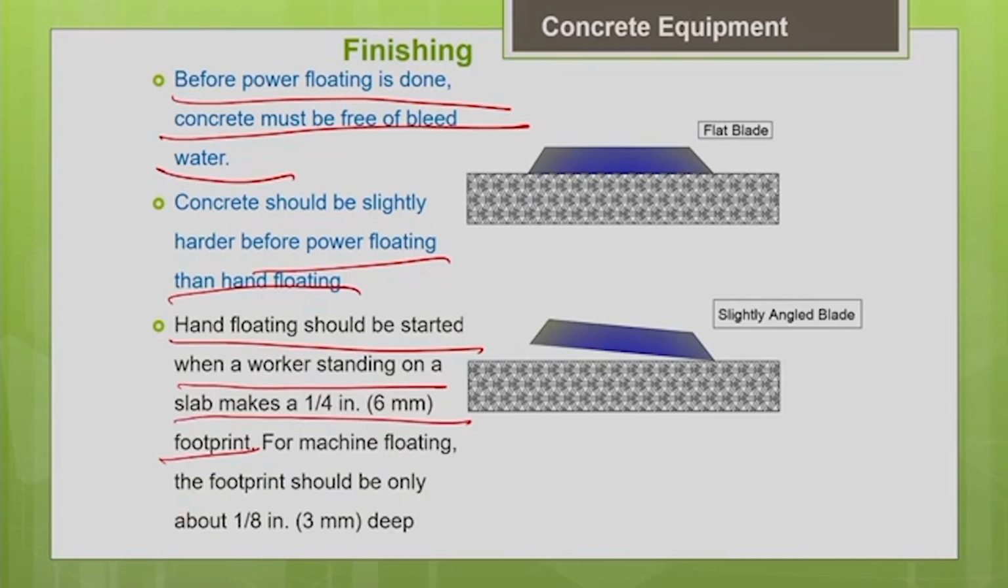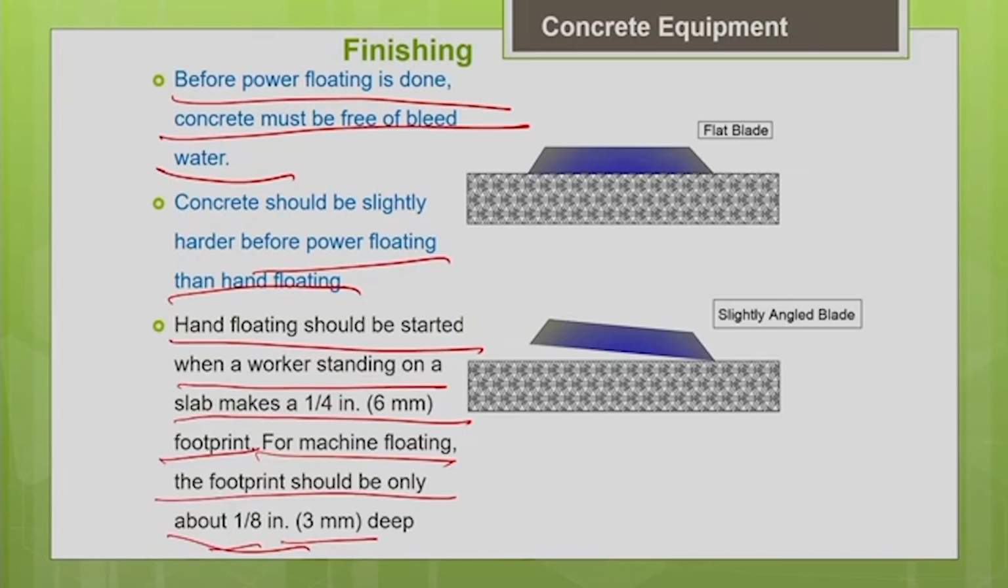But in the case of power floating, we should be still more careful. The indentation allowed is only 3 mm or 1/8 inch. For machine floating, the footprint should be only 1/8 inch or 3 mm deep. Then only it indicates that your concrete is hard enough to withstand the weight of the machine. So, these are simple guidelines to check when the finishing can be started.